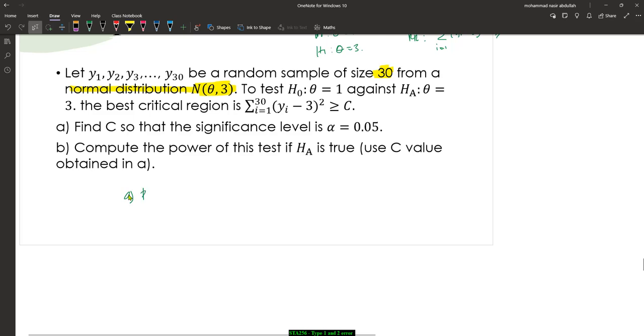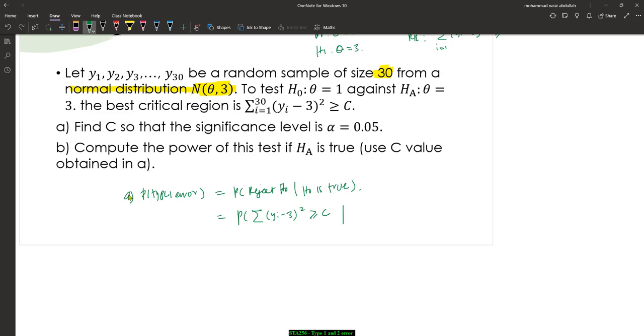A, the probability of type 1 error, which is equal to the probability of rejecting the null hypothesis when the null hypothesis is true. So the probability of the summation of (yi minus 3) squared more than or equal to c when the null hypothesis is true, theta is equal to 1.